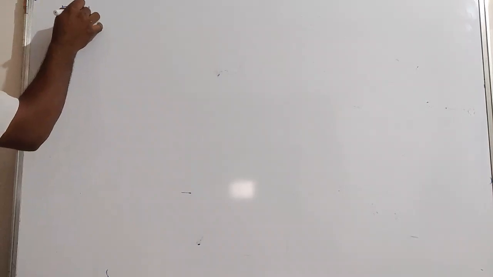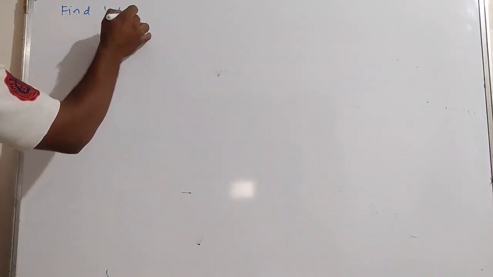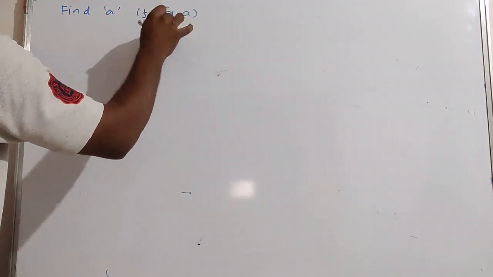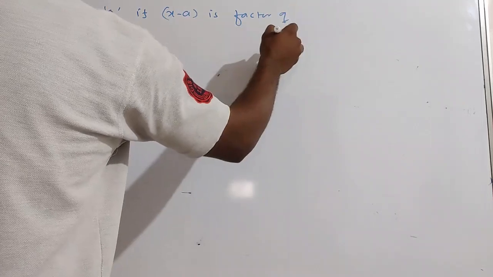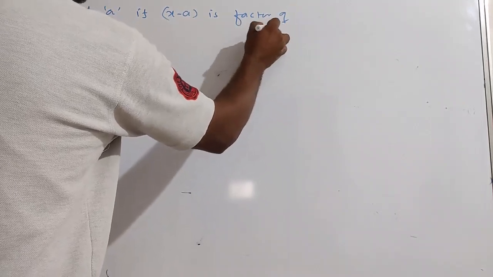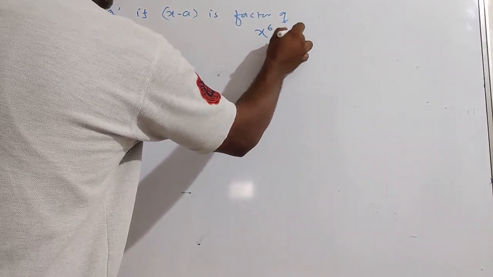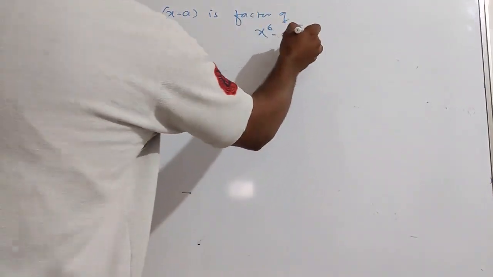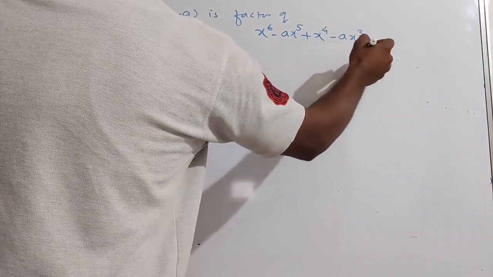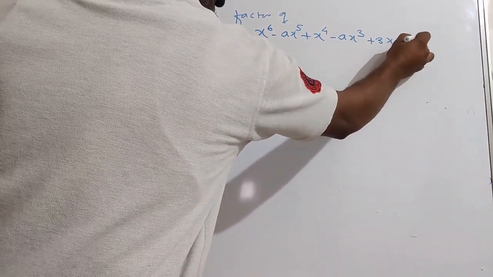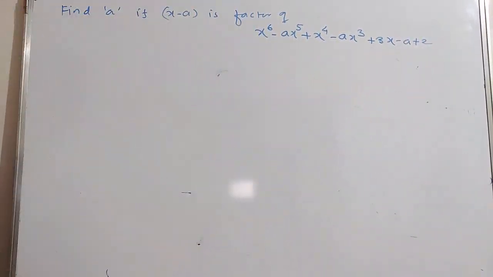I'll move to the next question here. Find the value of a if x minus a is a factor of x raised to 6 minus a x raised to 5 plus x raised to 4 minus a x cube plus 3x minus a plus 2. This is the given polynomial.